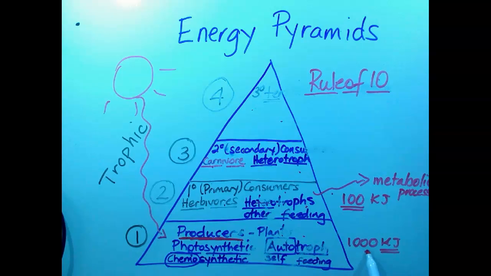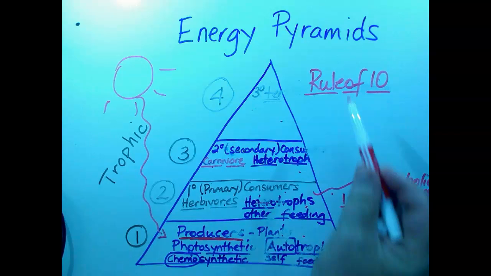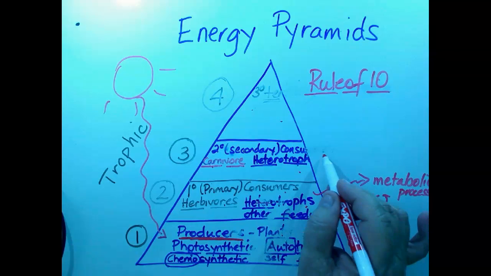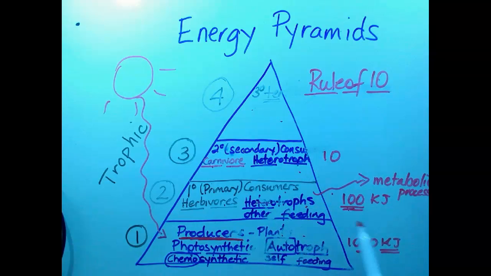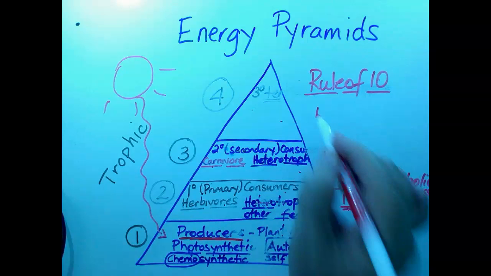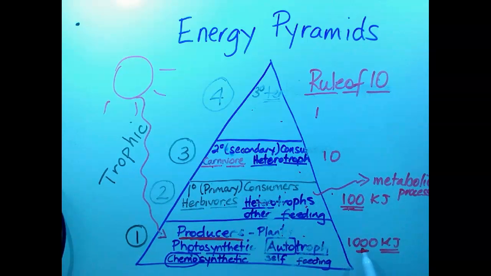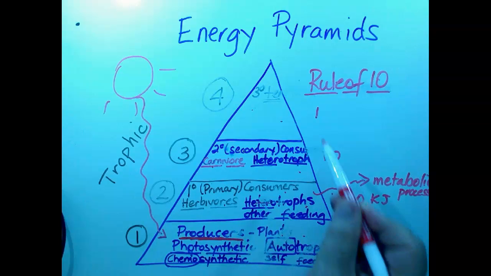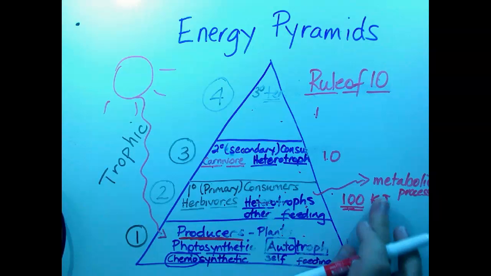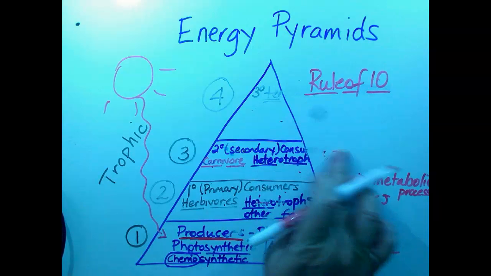Okay, so if you start off with 1,000, this guy is 100. So using the rule of 10, every time you go up, you get about 1/10 of the energy from below. So 100 kilojoules would translate into 10, and then 10 kilojoules would translate into 1. So all of you guys would have to be able to divide by 10 to go up, but your teacher might be tricky, and I like to be a little bit tricky.